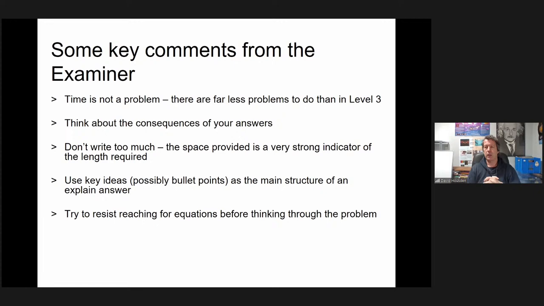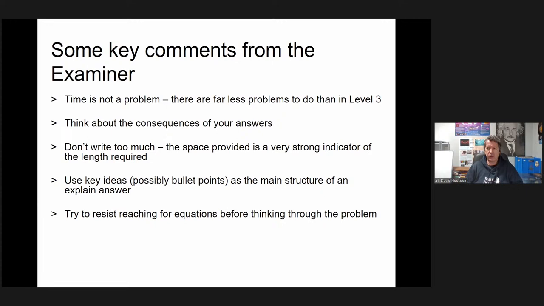Don't write too much. The space provided is a very strong indicator of the length. I have a general rule that the amount of space provided is twice as much as the examiner requires to write the answer down themselves. Obviously, they're an expert. So if you are given 4 lines and write 50, then you have gone either way too far and gone into things that are totally unnecessary, or you've completely missed the point of the question. So you need to check yourself on that. Sometimes you make a mistake, you need to use the back. That's absolutely fine, but just think about that.